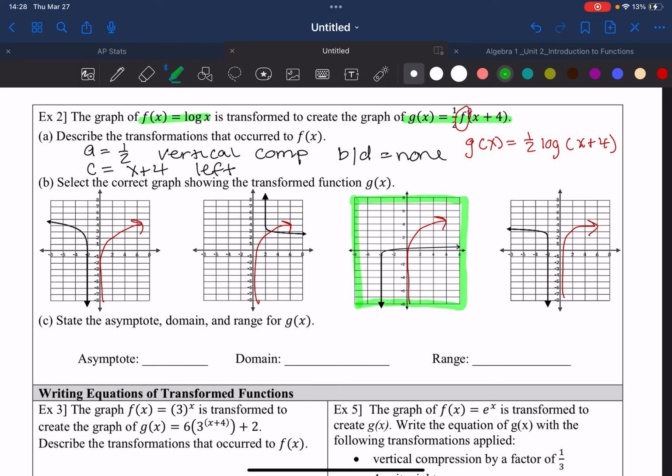Okay. Then it says state the asymptote, domain, and range. Since this is a log function, remember that the asymptote and the domain are affected by c. And since c is telling us to go left 4, that means we are going to write this as x equals negative 4 and our domain as negative 4 to infinity. And then range stays the same for log. It is always all real numbers.